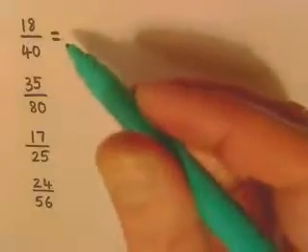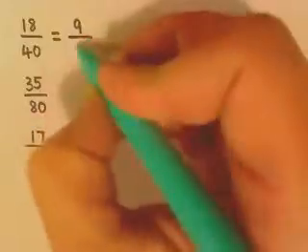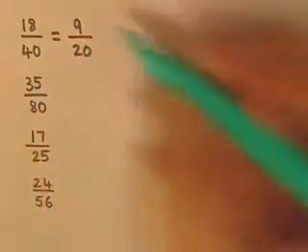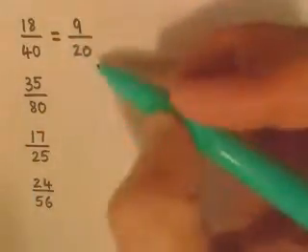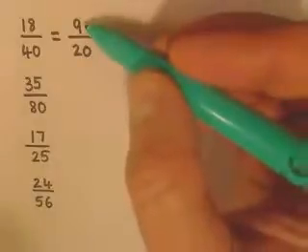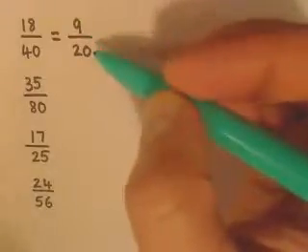So if we start with 18/40ths, then a common factor of both 18 and 40 would be 2, because both these numbers are in the 2 times table. We now divide both the numerator and the denominator by the common factor to give us 18 divided by 2 is 9 and 40 divided by 2 is 20. This fraction is now in its simplest form because the only common factor of 9 and 20 is 1.